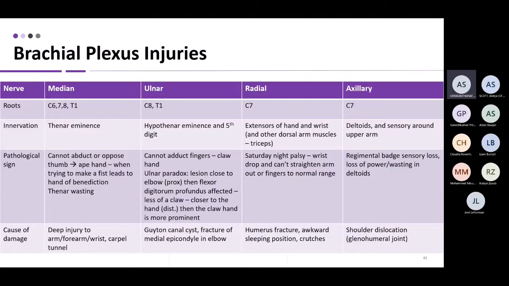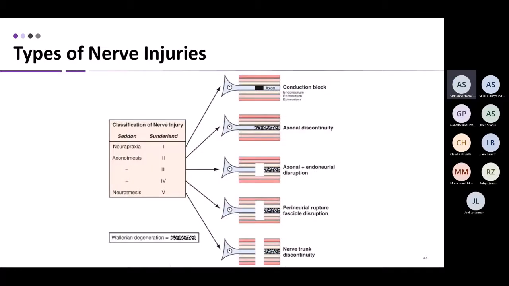And I put the key ones into a nice little diagram here of the damage that causes it, the signs, and any interventions that might be useful. Okay, and then quickly moving on to types of nerve injuries. So this is your classification for nerve injuries.